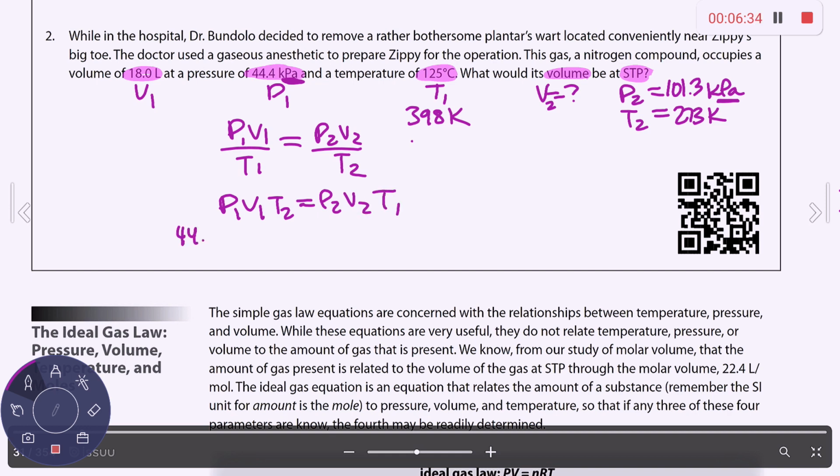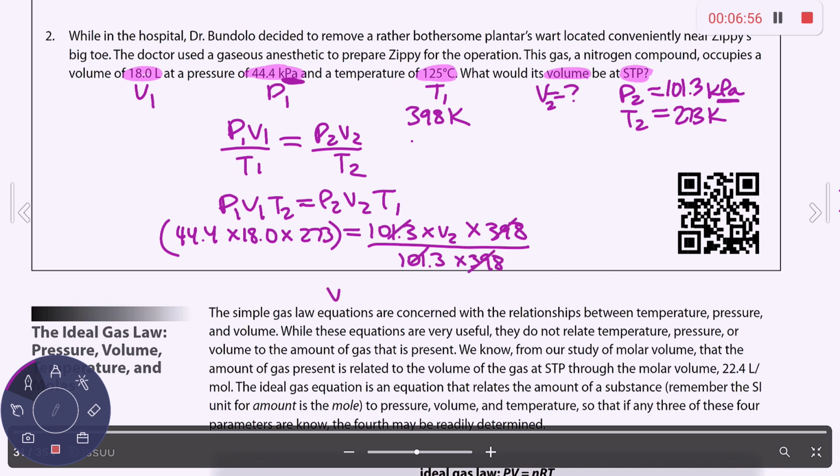I'm going to leave the units out just for simplicity purposes. Okay, so what you're going to do is divide both sides by 101.3 and 398, so these cancel, leaving you with V2. And then you should end up with 5.41 liters.